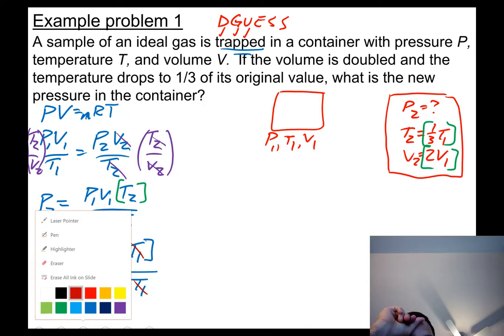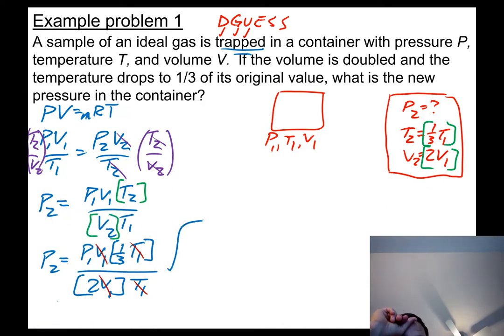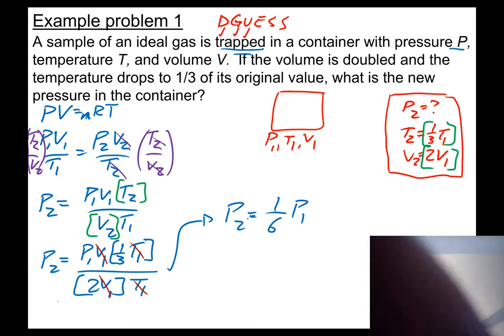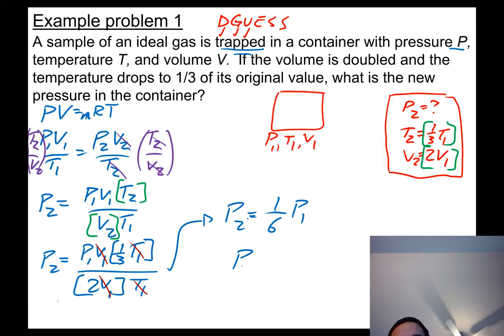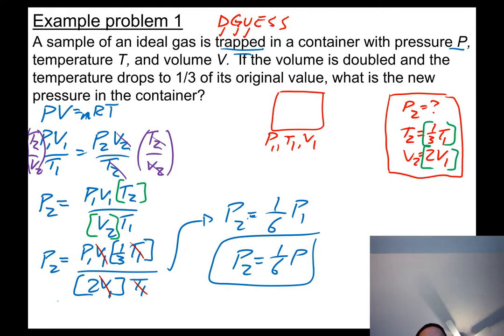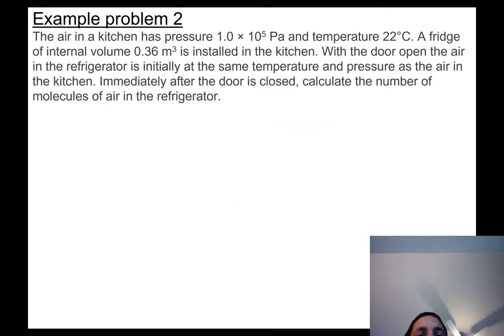So we end up with the result that the new pressure is 1/6 the original pressure, which is what the problem was asking us to solve. What is the new pressure in the container? Because they give you the original pressure as being P, to be very exact, I could say this is 1/6 times P, which was the original pressure. That would be your answer. Okay, let's move on to question 2.